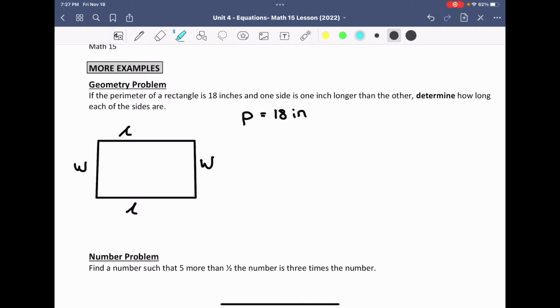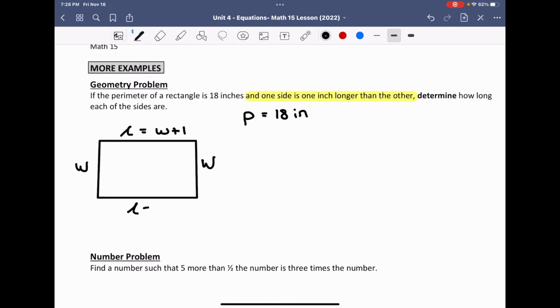They said that if we look at the dimensions, one side is 1 inch longer than the other, meaning my shorter end, let's call it width, is here, and then my length is the width plus 1. So we can say the length is equal to width plus 1 because they said it was 1 inch longer than the shorter side. So this is equal to W plus 1.